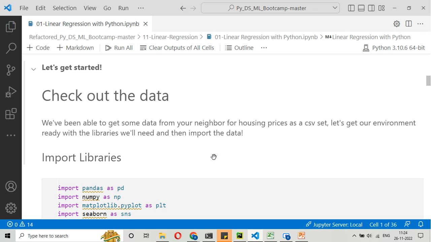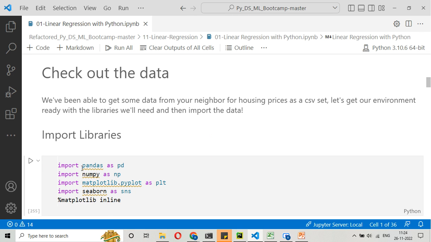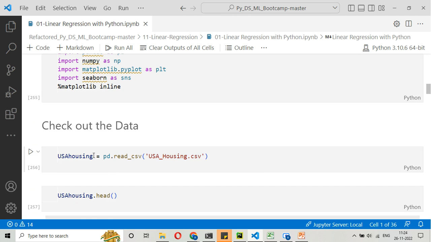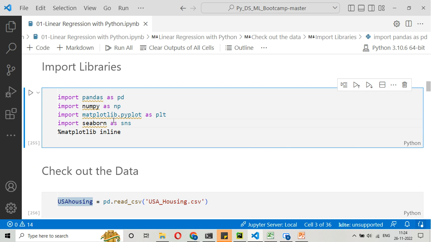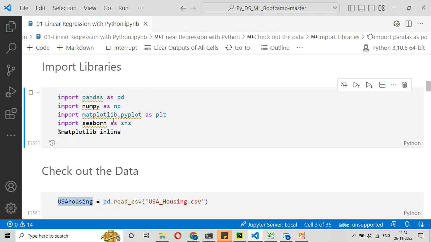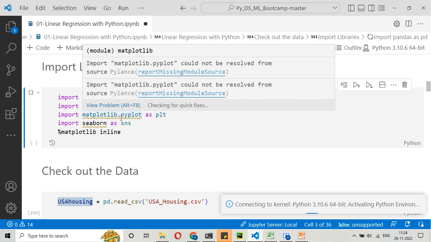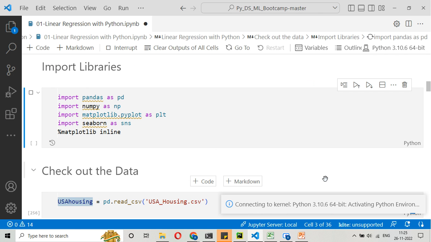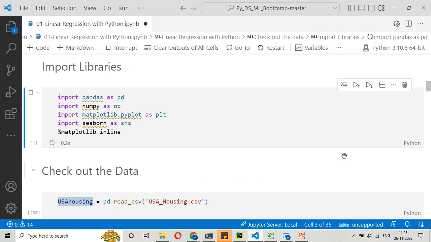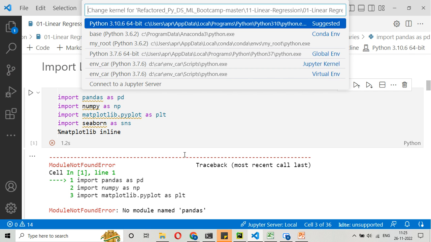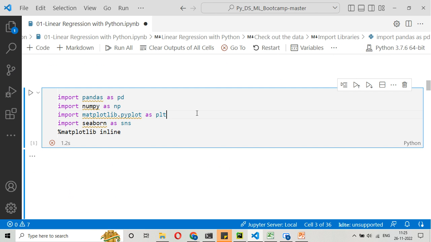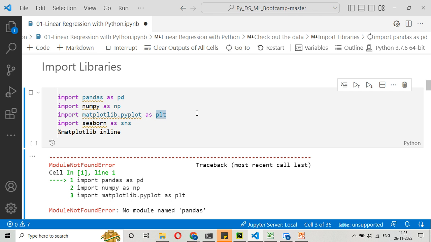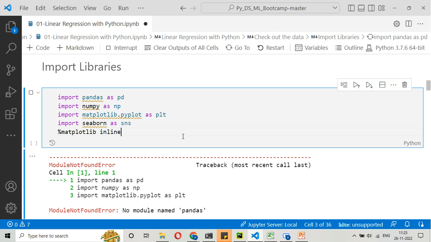So what we will do is first import the libraries, then read the data. Yeah, we can do a hands-on also. Let's run it. It will take time for Python to come up. Okay, I should use this Python. Yeah, it's importing.